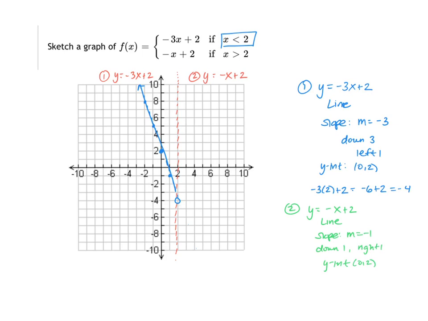So I'm going to sketch this in and then erase the part that we don't want again. So starting at (0, 2), I'm going to go down 1 and right 1, down 1 and right 1, down 1 and right 1, all the way across my graph. So as we saw before, we're only going to want one side of the graph, so I'm going to go ahead and only fill in the right side this time.